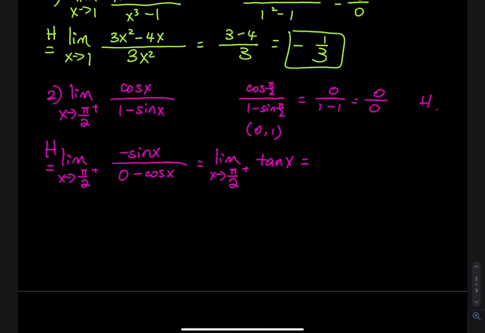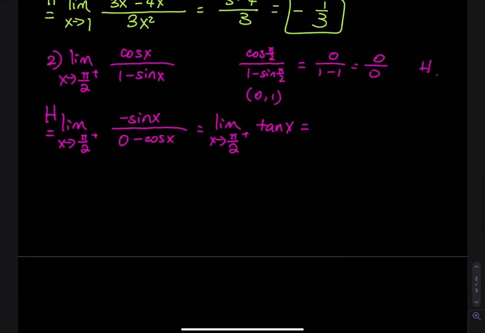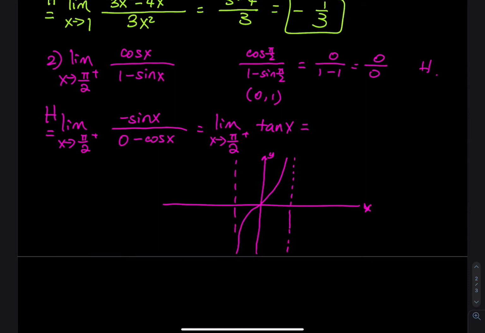Then you have to take a look at the graph of tangent because we have x approaching pi over 2 from the right. So if you look up the graph of tangent, you have this, right? So this is the x-axis and the y-axis. And then let's sketch one curve. So we have something that looks like that. And then what is the vertical asymptote? Here is the vertical asymptote, right? So the vertical asymptote is at pi over 2. This is negative pi over 2.